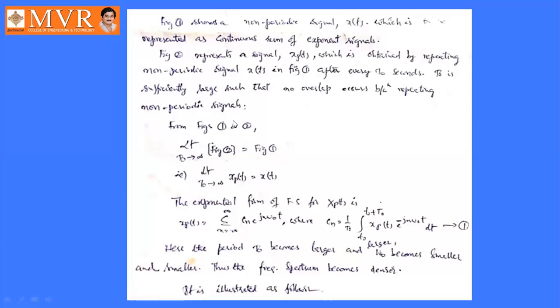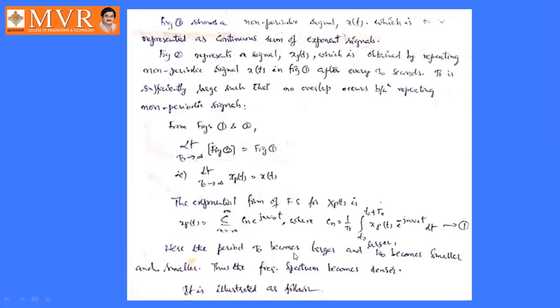See, from figures 1 and 2, let T naught tend to infinity; figure 2 is equal to figure 1. Let T naught tend to infinity, xp of t is equal to x of t. The exponential form of the Fourier series for xp of t is xp of t equals sigma n equal minus infinity to infinity Cn into e power jn omega naught t, where Cn is 1 by T naught into integral from minus T naught by 2 to T naught by 2 of xp of t into e power minus jn omega naught t dt. Let it be considered as equation number 1.